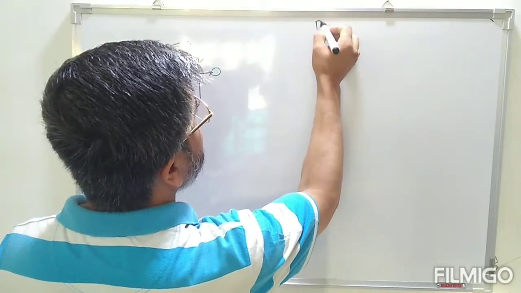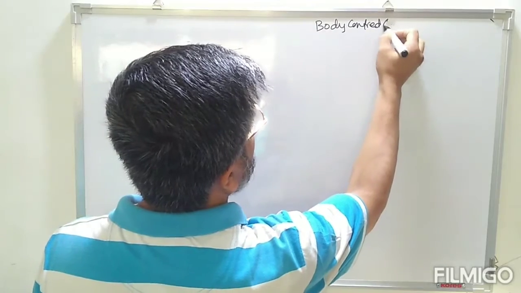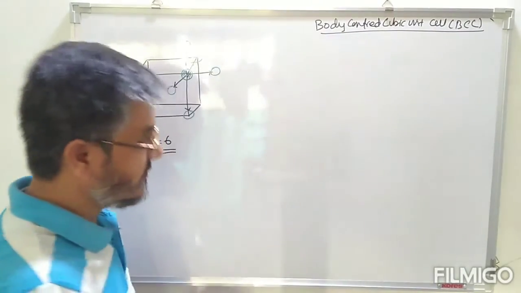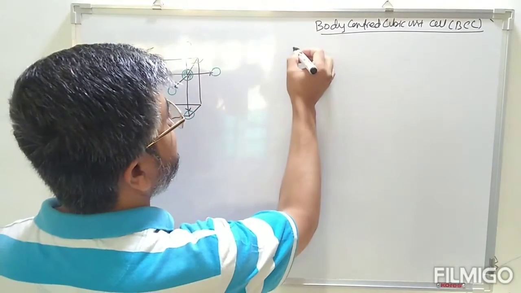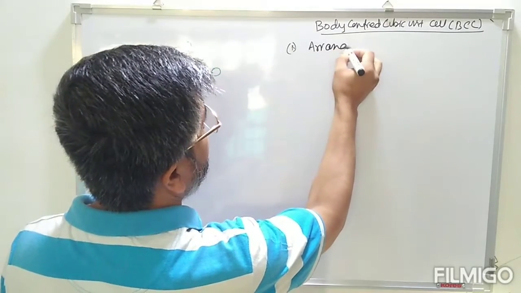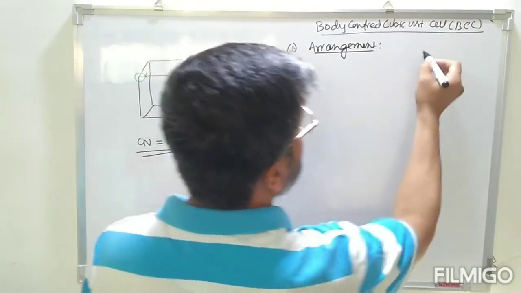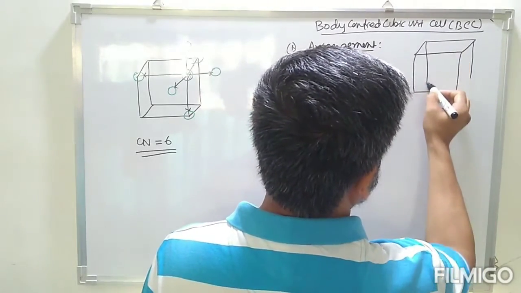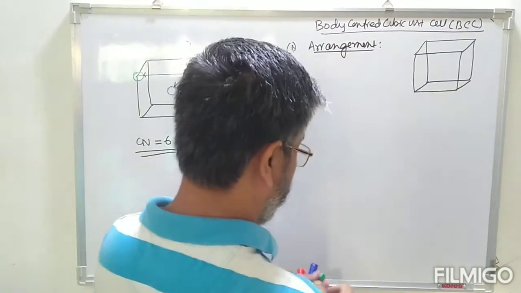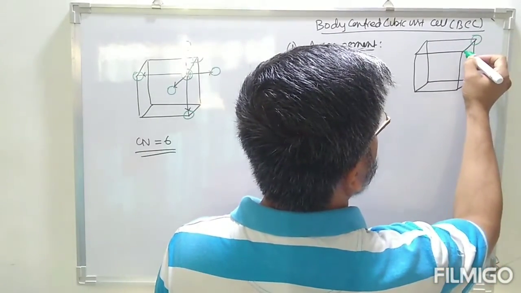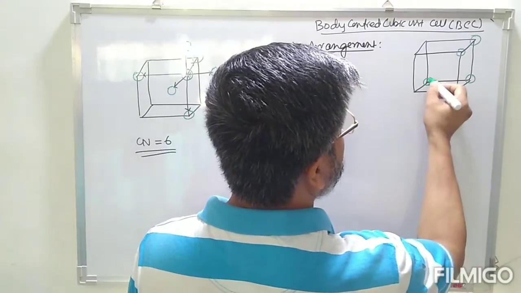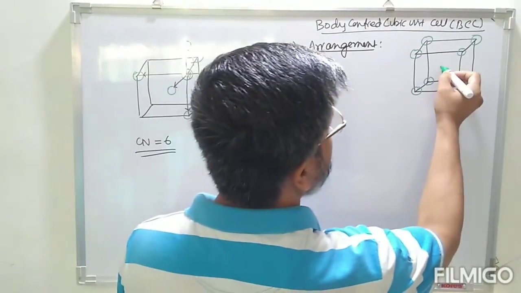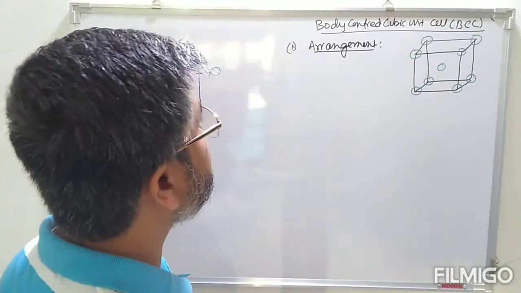Now coming to the second, that is body centered cubic unit cell, simply known as BCC. So we have body centered cubic. So first, let's discuss the arrangement of spheres in space. So we consider a cube. The lattice points occupy the corners of the cube, similar to that of the primitive unit cell. Along with these spheres occupying the corners of the cube, one more sphere is present exactly at the center of the cube. So this is the arrangement.